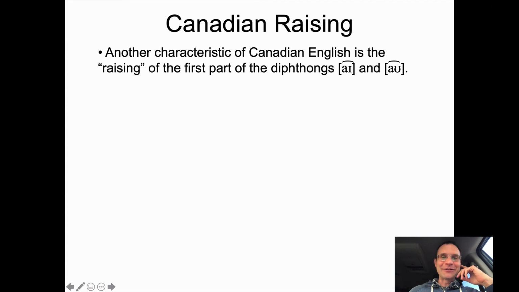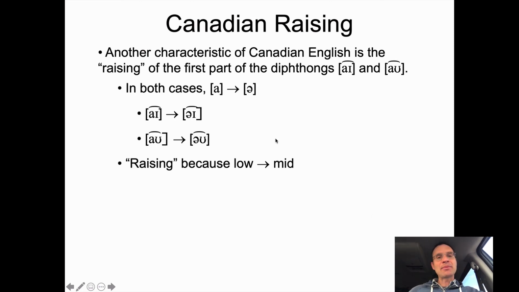But another characteristic of Canadian English is what's called the raising of the first part of the diphthongs I and ow. In both cases, the first half of these diphthongs gets raised to a schwa, and it's called raising because we're going from a low vowel to a mid vowel schwa. So I goes to I, and ow goes to o. And to an American ear, whenever I hear anybody do this in Canada, I can immediately pin them down as Canadian. Most people around here are Canadian, but when you hear them elsewhere, like in the United States, it really jumps out.